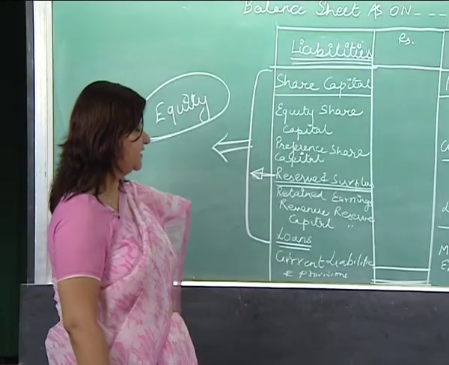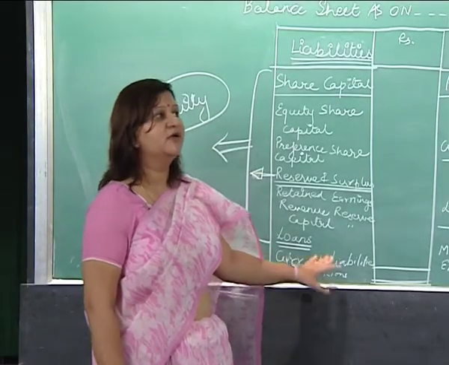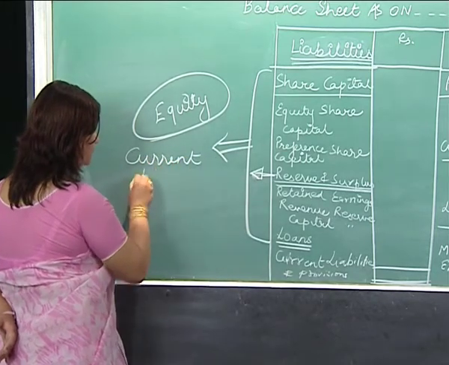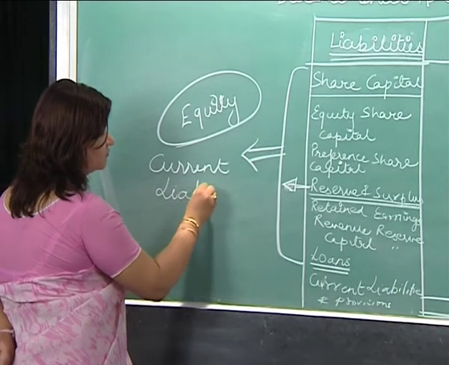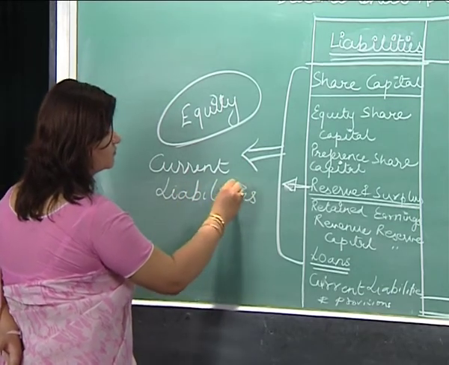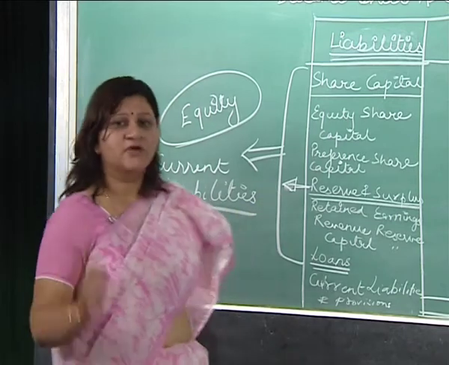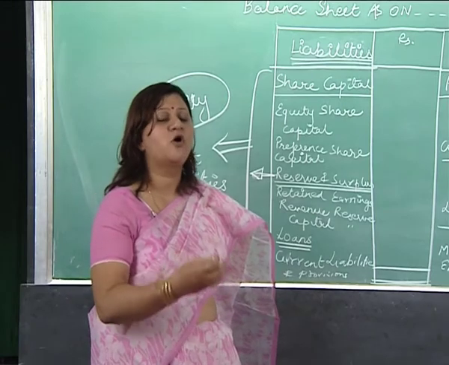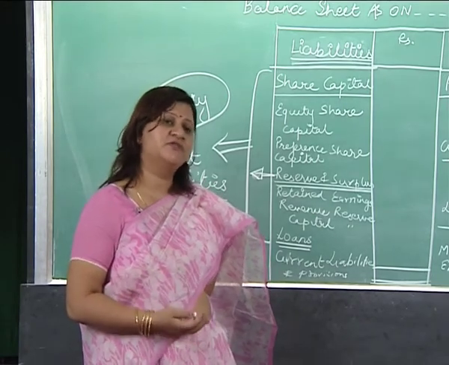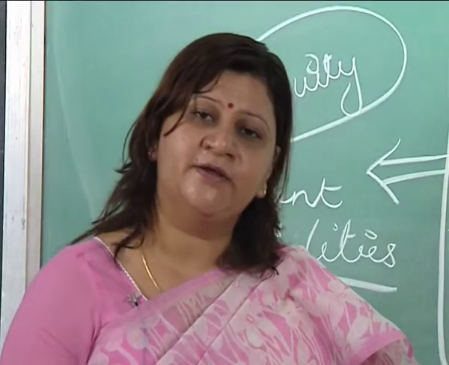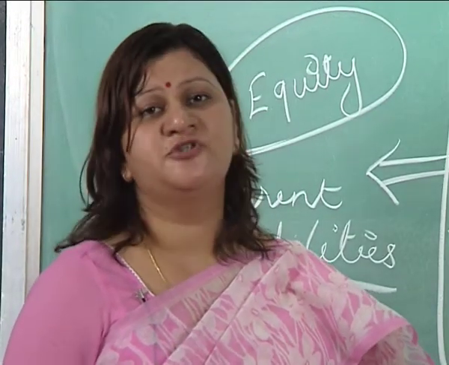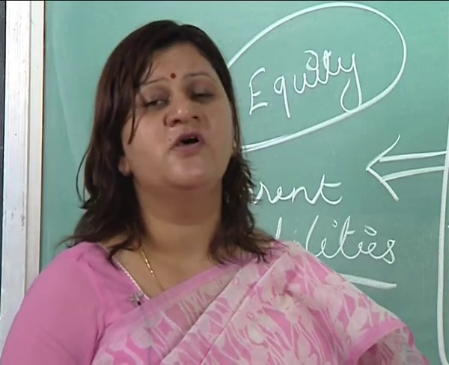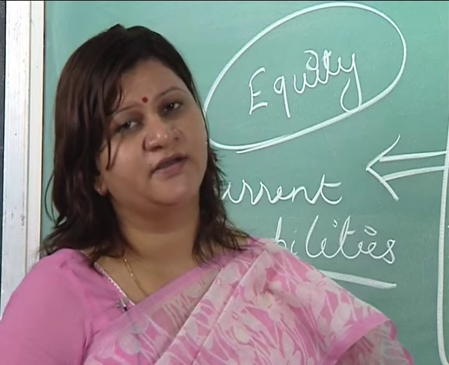Now the second one is current liabilities and provisions. Current liabilities, as the word suggests, are the short term obligations on the company which they are going to pay by their liquid resources. The liquid position or the short term financial position of the company should be strong enough so that they can pay off the current liabilities.